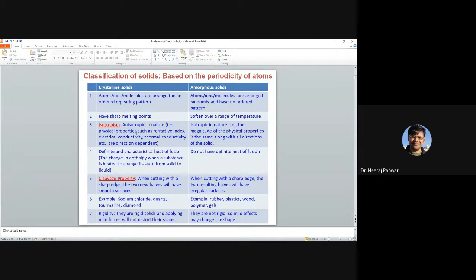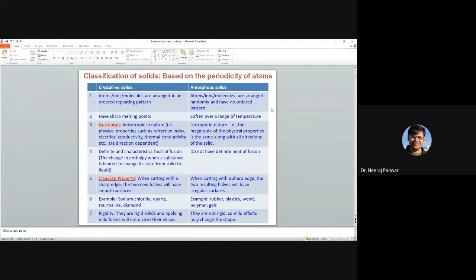We measure any physical properties like refractive index, that is optical properties, or electrical conductivity or thermal conductivity, or any magnetic property, they are direction dependent. It means that it will depend upon in which direction we are measuring this property. And the amorphous solids, because they don't have any regular arrangement of atoms, that's why they are isotropic in nature. We measure their physical property in any direction, that would be the same. It will not be different.